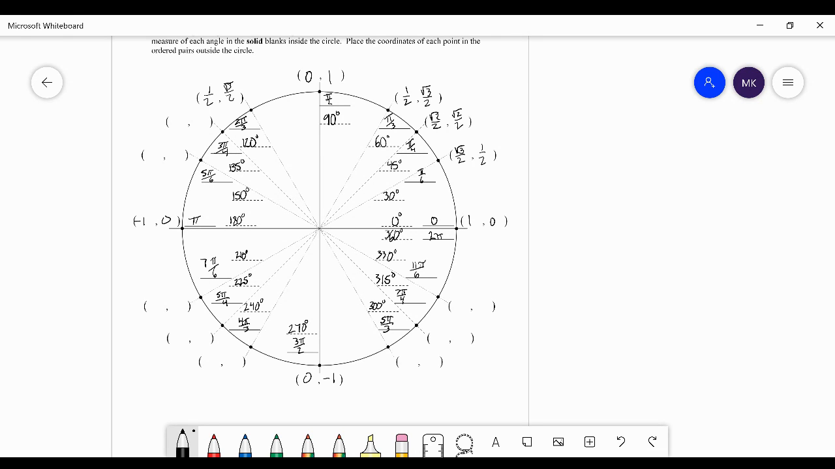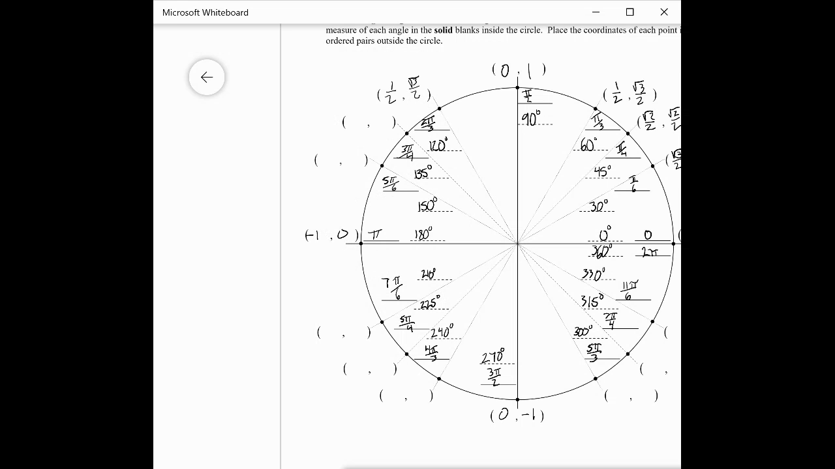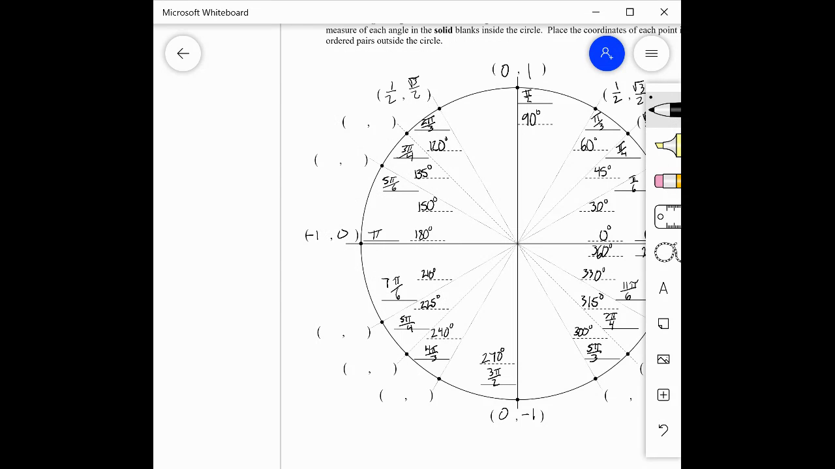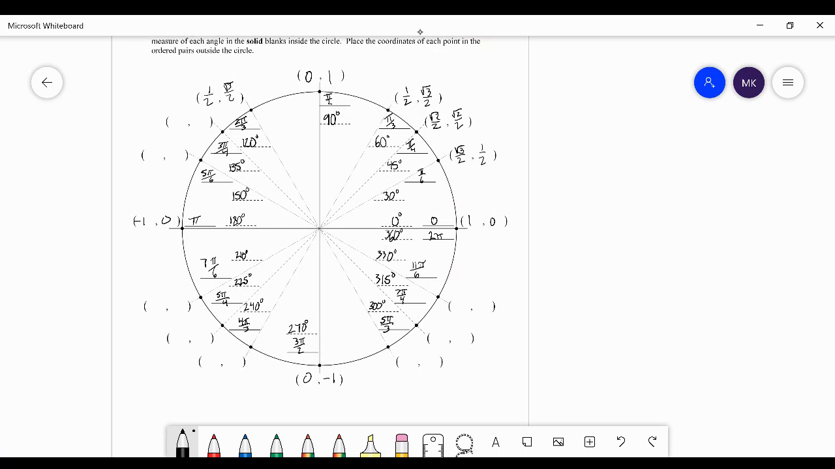But what we have to account for is the quadrant we're in. Since we are in the second quadrant, that means our x values are negative. And in this second part here, we have √2/2, √2/2. Again, the x value is negative. And then here we have negative √3/2, 1/2. All right, from here, I want you guys to finish this whole thing out.